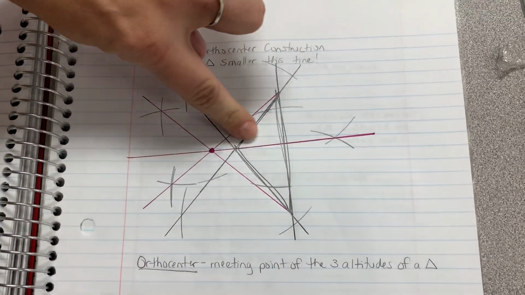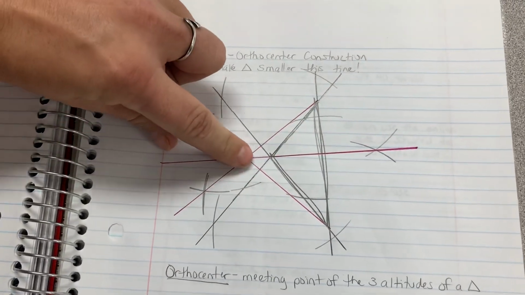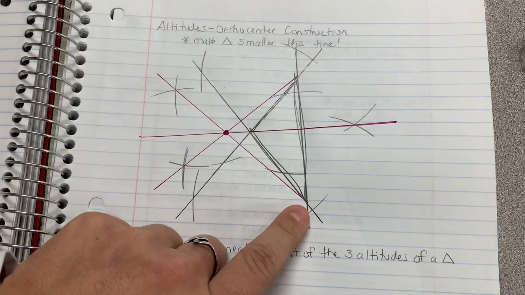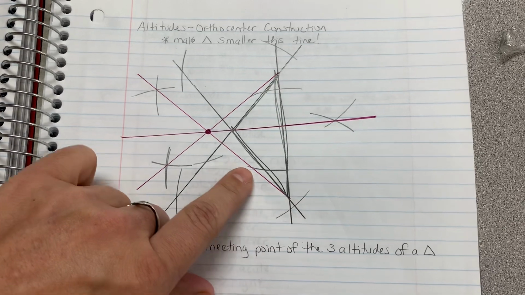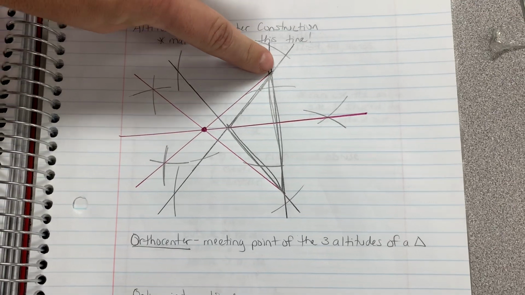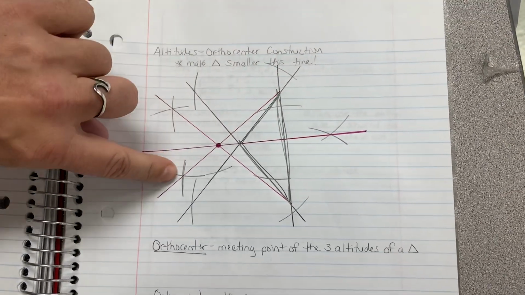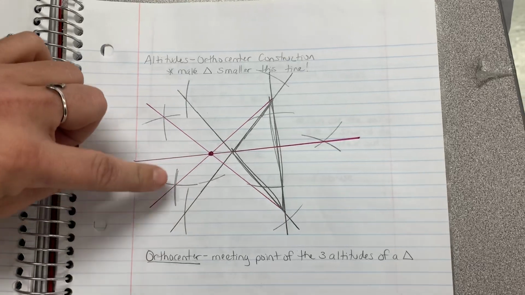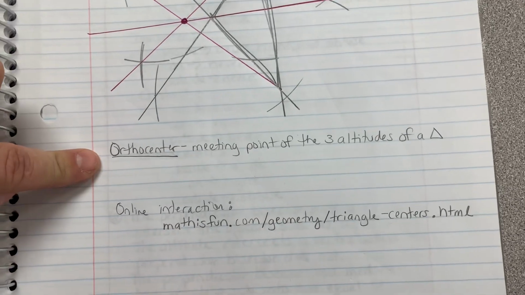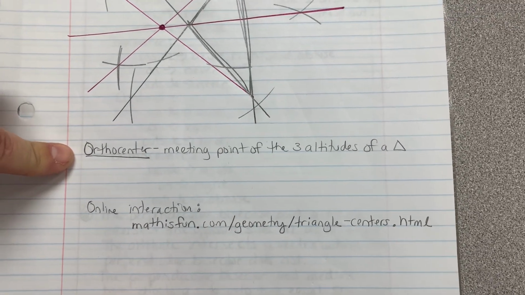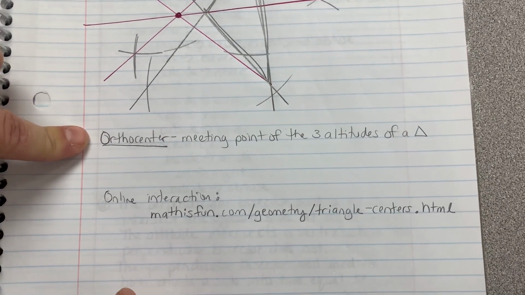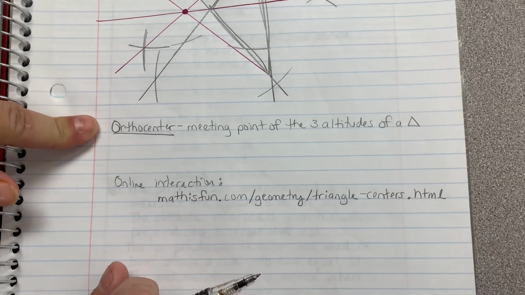So this pink line is an altitude. It starts at this vertex and it goes 90 degrees to the opposite side. This pink line is an altitude. It starts at this vertex and it goes perpendicular to the opposite side. This is an altitude, starts at this vertex, it goes perpendicular to the opposite side also. So these 3 pink lines meet at this point, which is called an orthocenter. So orthocenter is the meeting point of 3 altitudes of a triangle. There's nothing further to know about orthocenter other than knowing that it's the meeting point of the 3 altitudes.